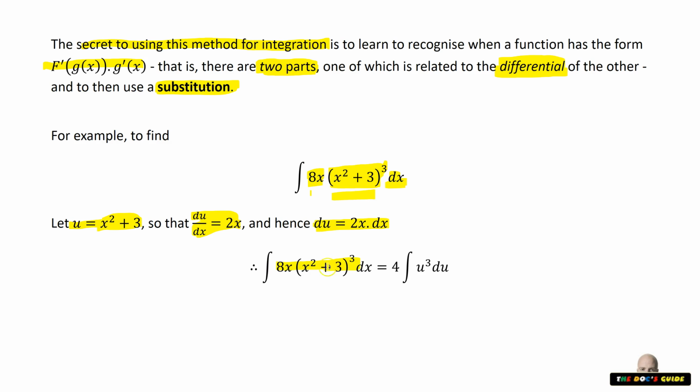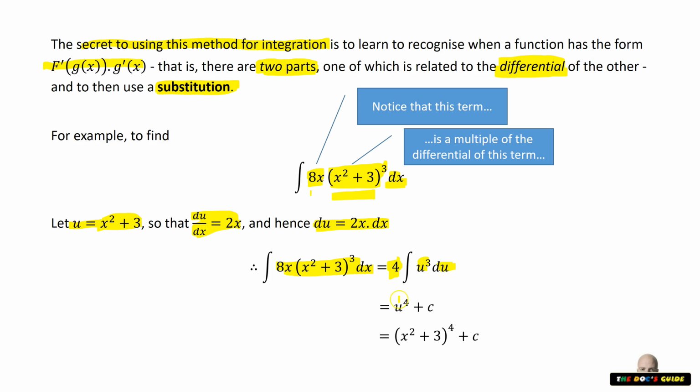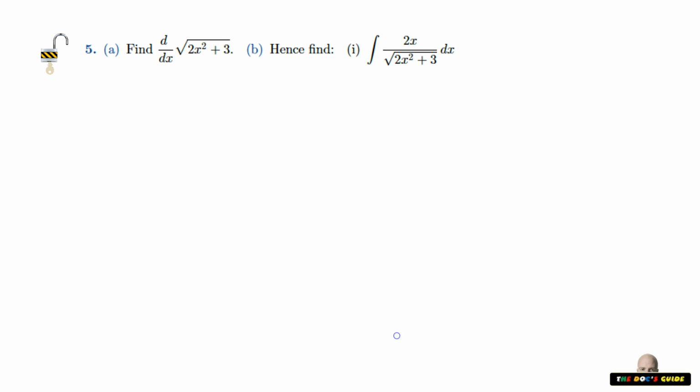So 8x(x squared plus 3)^3 dx becomes 4 lots of u cubed du. Now that then becomes just an easy integral. u cubed integrates to u^4 on 4. That 4 cancels just there, so we're just left with u^4 plus our constant of integration. So then our last step is to change the variable back again. So where we had u, we replace it with what it was, x squared plus 3, so that was our integral.